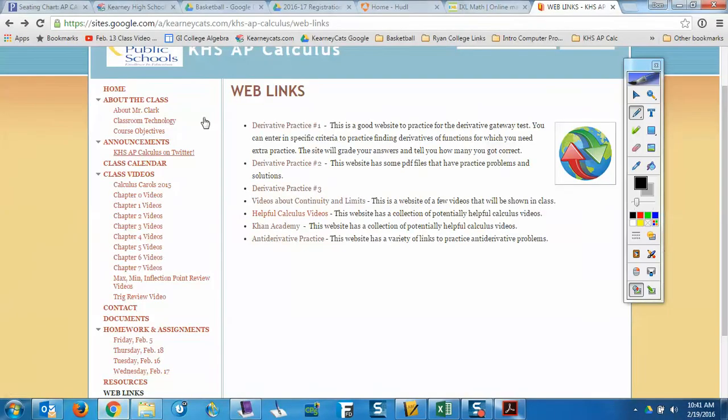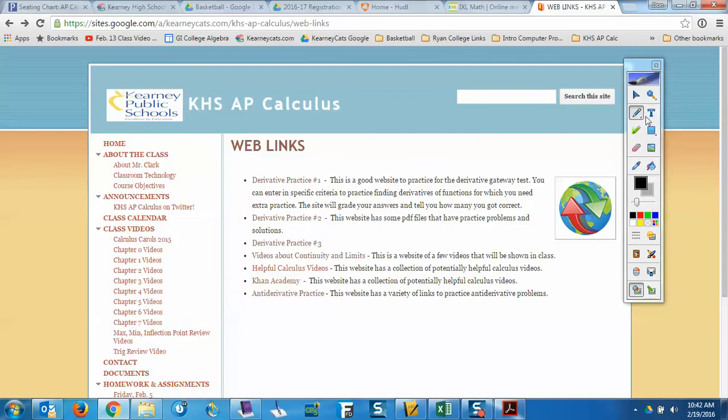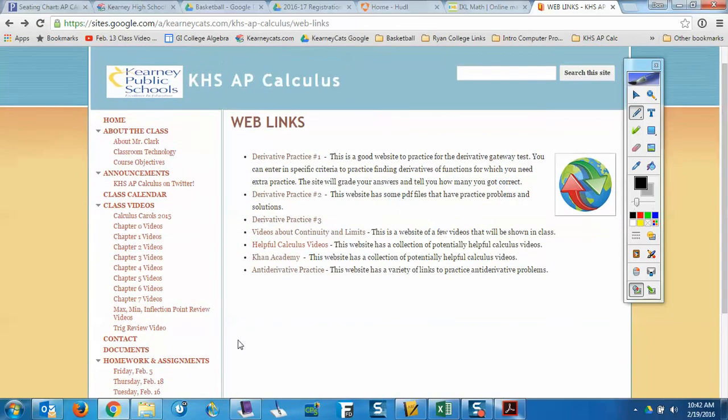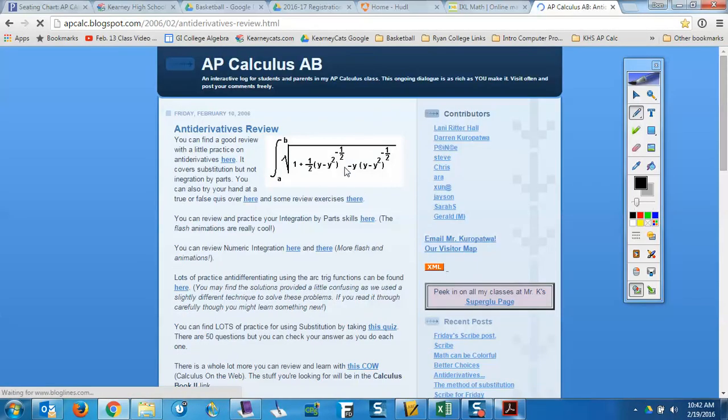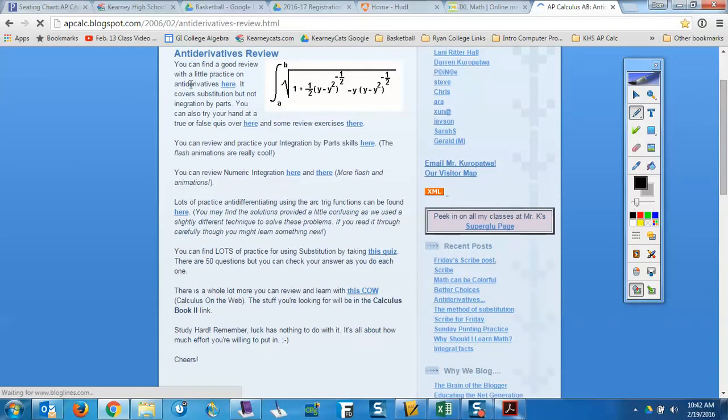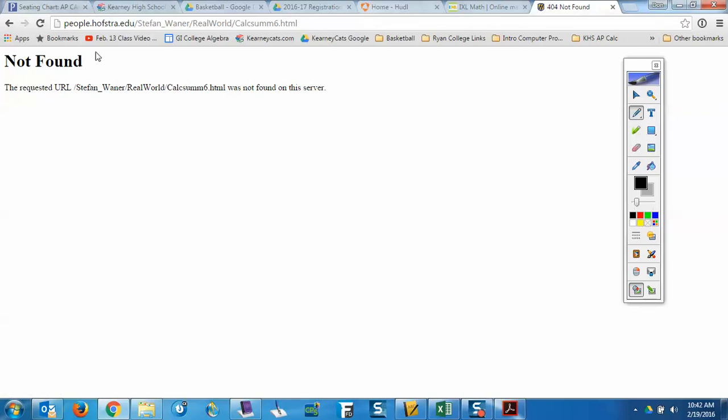If there aren't any other things right now on our website, down on the left-hand side of the website where it says web links, and we had some of this before, I'll put it under our assignment page for today too. But down at the very bottom, I've got antiderivative practice. So I've got a website here that is not bad. It's not great. We've got a lot of problems in our book we can practice, but there's a couple of links here we could go to. It says you can find a good review with a little practice on antiderivatives here. So let's look at that, and that's not good.